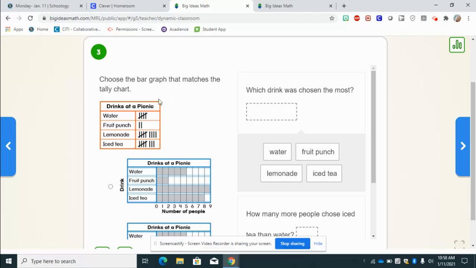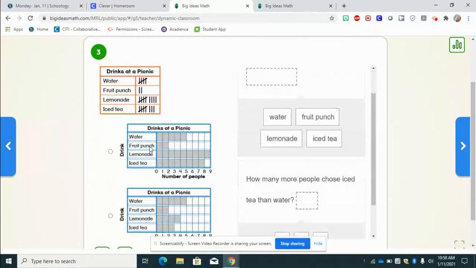Okay, we're going to choose the bar graph again that matches the tally chart. Drinks at a picnic: water, fruit punch, lemonade, and iced tea. Water has 5, fruit punch has 2, lemonade has 5, 6, 7, 8, 9, and iced tea has 8. So we need to find the bar graph that matches this. So we should look at water and see if we can find the bar that has 5, and this bar goes to the number 5. This bar also goes to the number 5, so we need to keep checking.